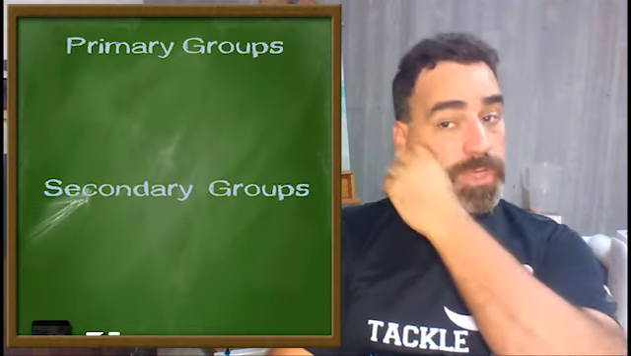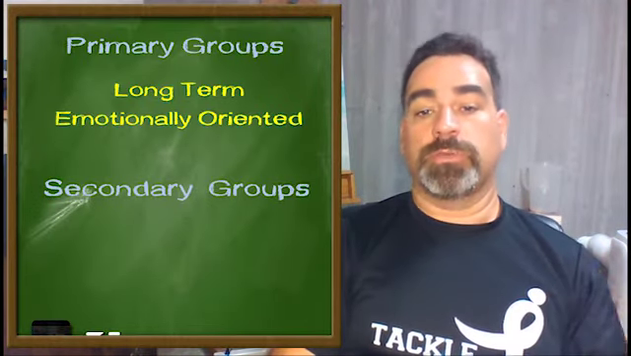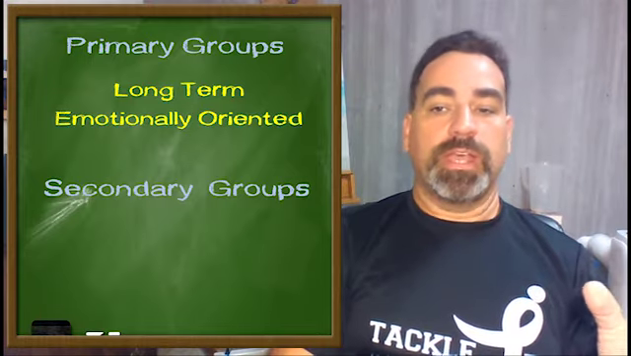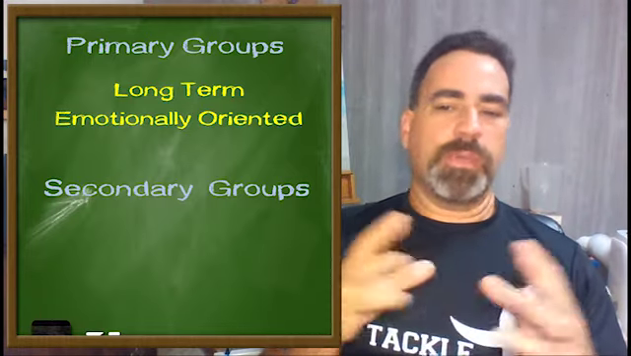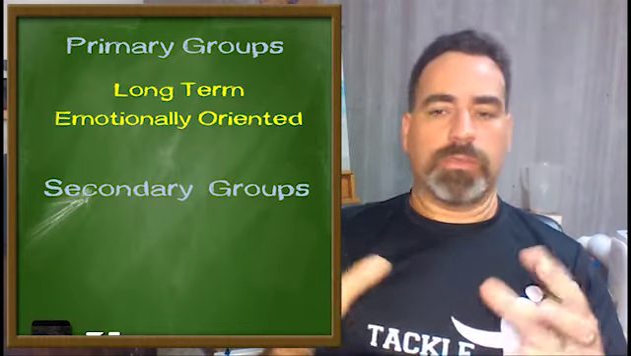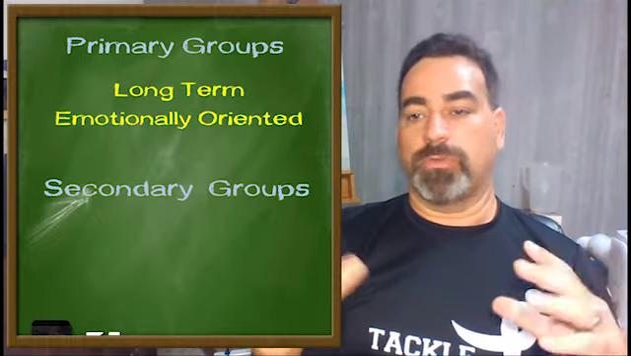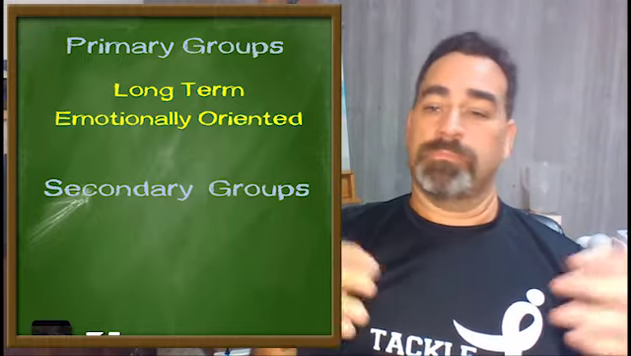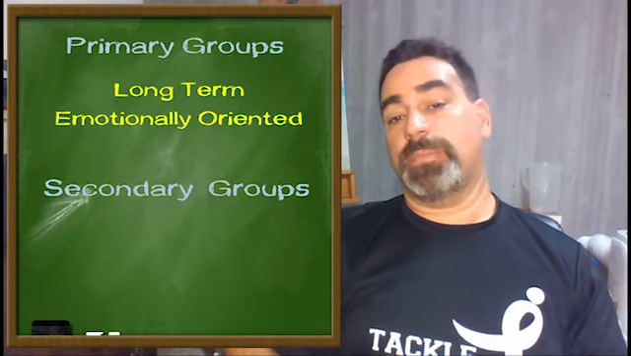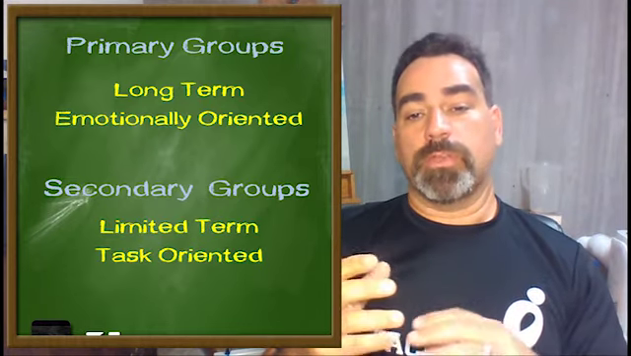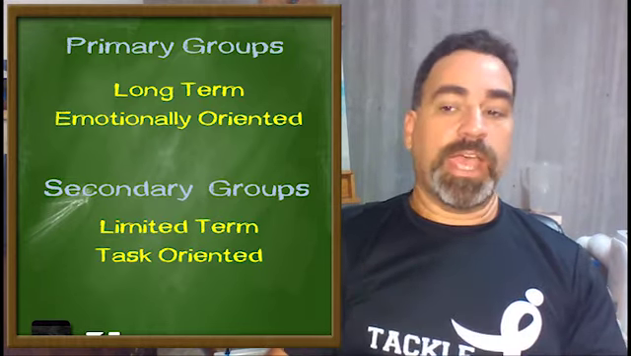Groups can also be divided into primary and secondary groups. Primary groups tend to be long-term groups that are emotionally oriented, held together by personal bonds. Think about families or peer groups. Your crazy Uncle Henry may not be someone you would normally hang around with, but hey, what are you going to do? He's family. Secondary groups tend to be short-term and are task-oriented.